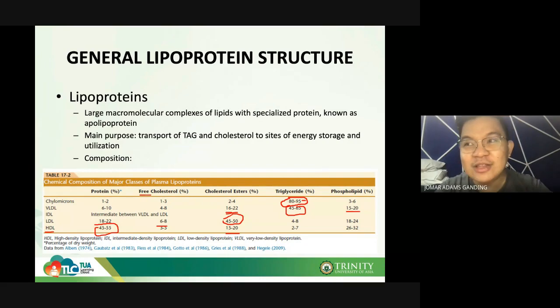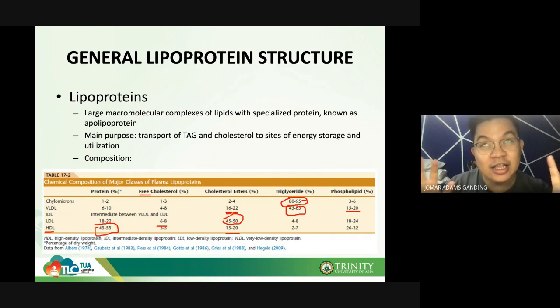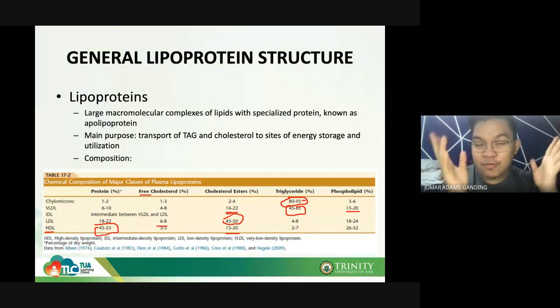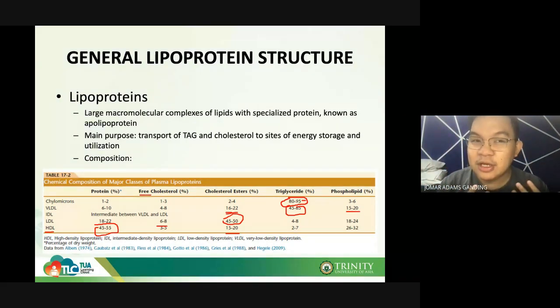Now, why did we call HDL the good cholesterol? It is for this reason. Di ba, LDL is the one that delivers the cholesterol from the liver going to the different parts of your body where it will be stored or utilized.